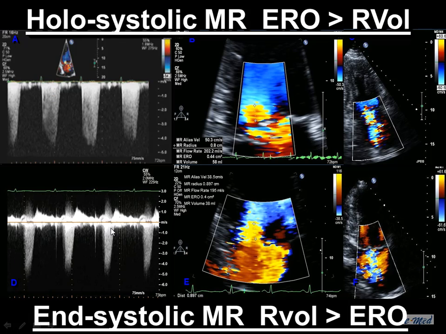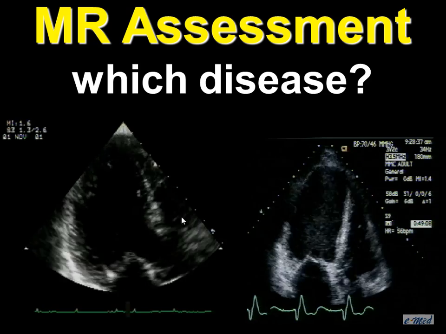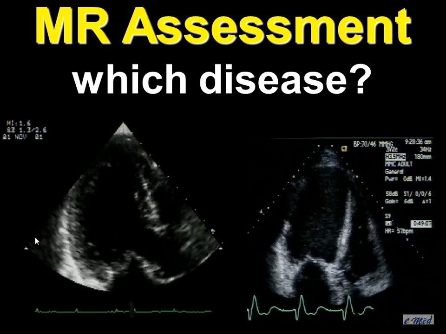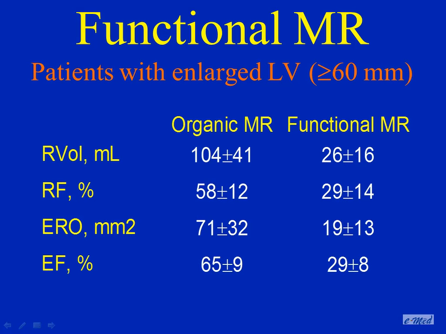Okay? And you have to know which disease you're dealing with. This is flail, this is functional mitral regurgitation. So if you have functional mitral regurgitation, and we looked at patients with enlarged left ventricle, you compare functional and organic with the same enlarged ventricle, the functional MR have only 26 cc's of regurgitant volume, what we would call mild, whereas the regurgitant volume in organic MR is 100 cc's.